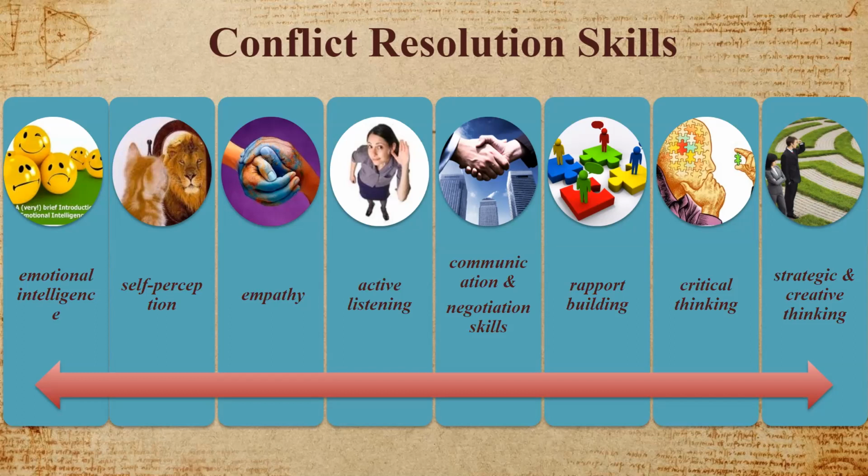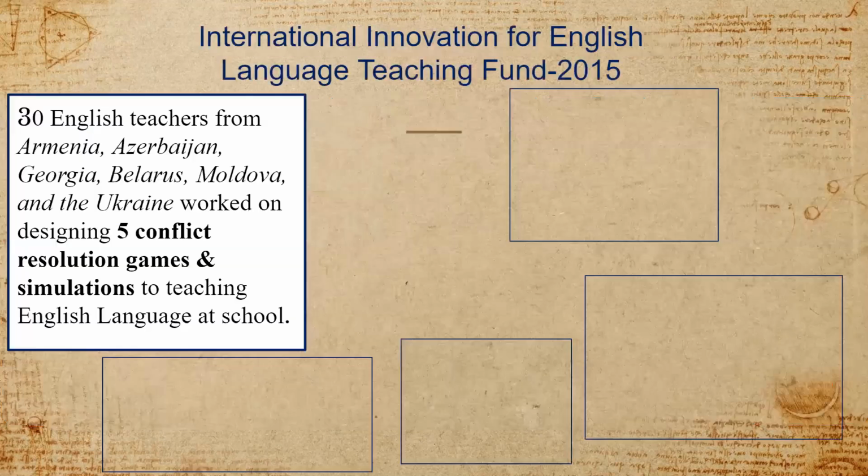Okay, so one more time. What are the conflict resolution skills that the person might need in order to succeed in conflict resolution and in communication? Emotional intelligence, self-perception, which should be not high but not low, it should be appropriate, empathy, active listening, communication and negotiation skills, rapport building, critical thinking, strategic and creative thinking.